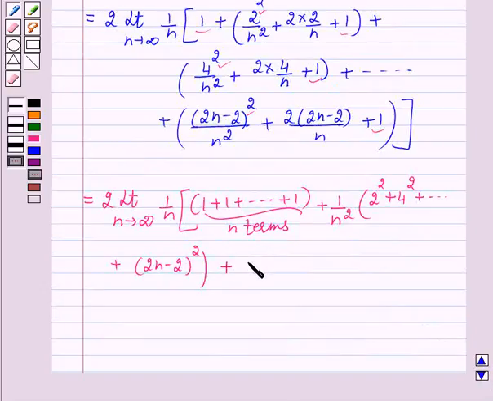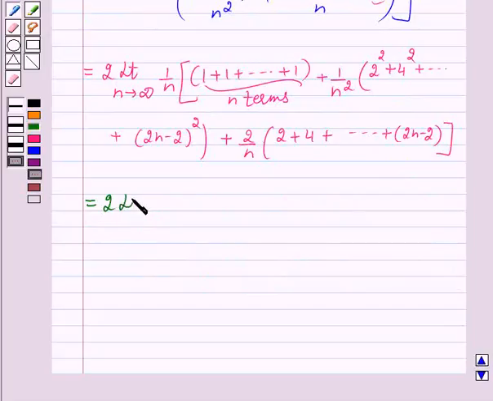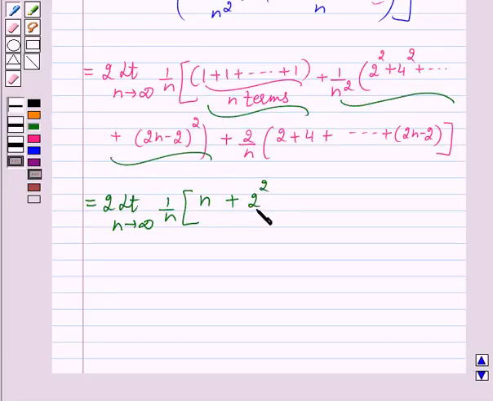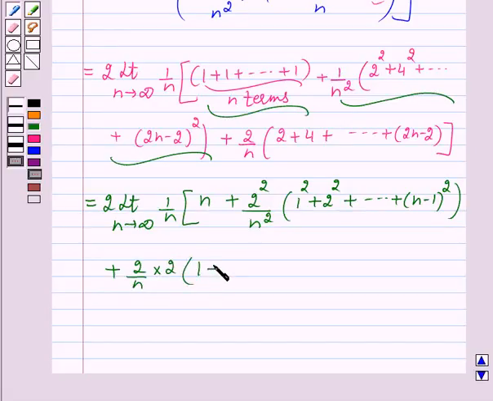Plus 2 over n into 2 plus 4 plus so on plus 2n minus 2, and this is equal to 2 into limit n tends to infinity 1 over n into, now this sum is equal to n plus, now these terms can be written as 2 square over n square into 1 square plus 2 square plus so on plus n minus 1 whole square plus 2 over n into 2 into 1 plus 2 plus so on plus n minus 1.